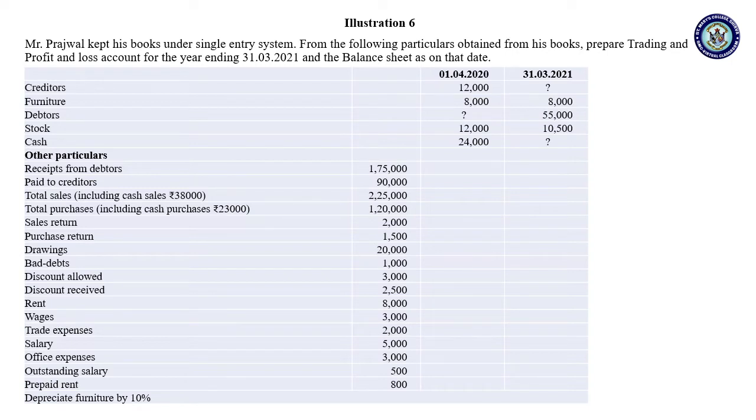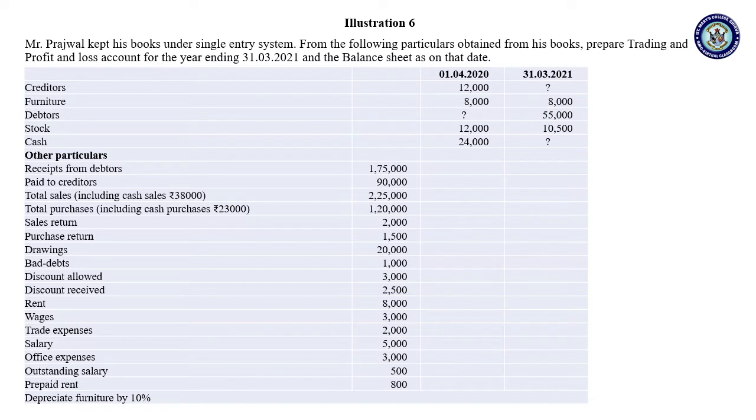Stock. The opening and closing are given, so we need not prepare the ledger account for stock. Cash, we know the opening balance but we don't know the closing balance, so we have to prepare the ledger account. This way you have to decide which ledger account to open first. So creditors, debtors and cash, these are the three ledger accounts you have to prepare. Then you have to start with the opening balance sheet.